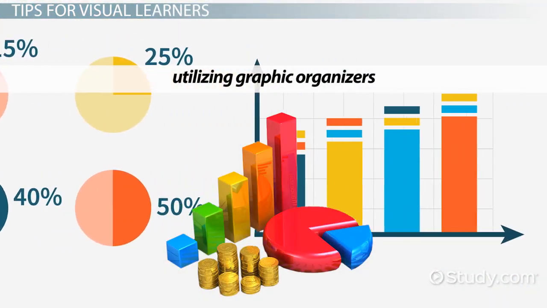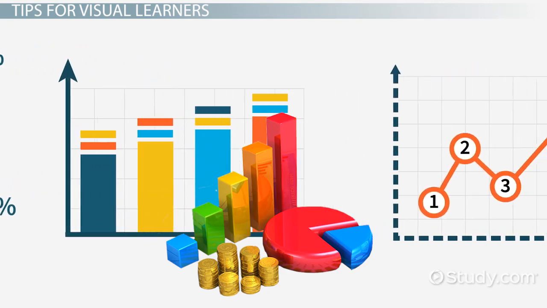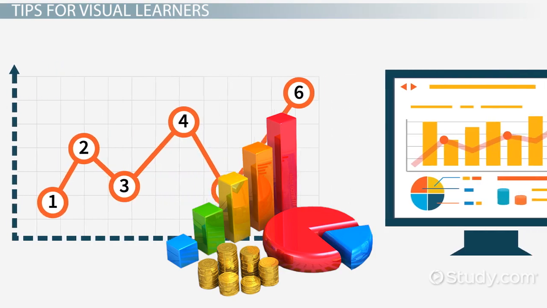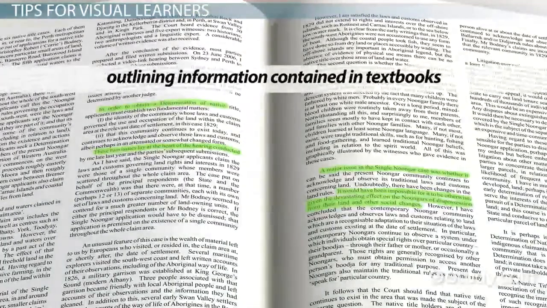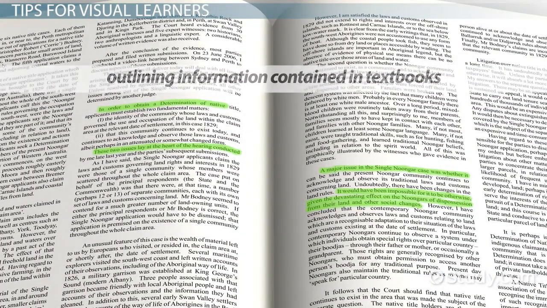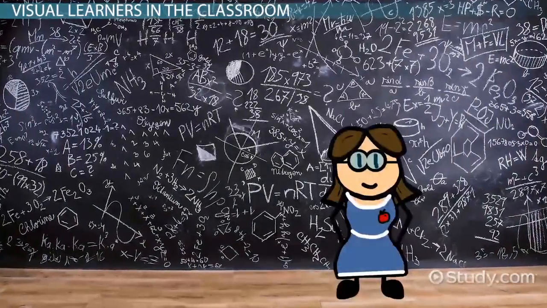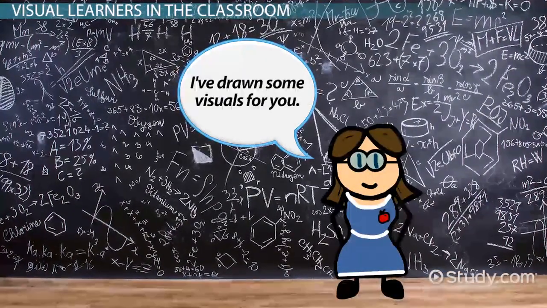Utilizing graphic organizers. Charts and tables are great ways for visual learners to organize information into a visual format that is easy to comprehend. Outlining information contained in textbooks. Reading is often unhelpful to visual learners. To make the most of a reading assignment, visual learners should try to outline the information that is contained in their textbooks. If an outline is too overwhelming to visual learners, they can use the information in their textbook to create a mind map.